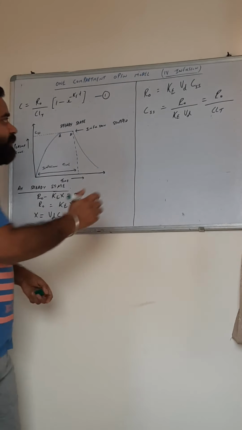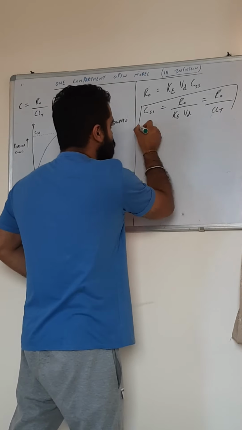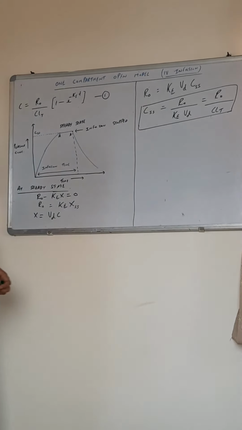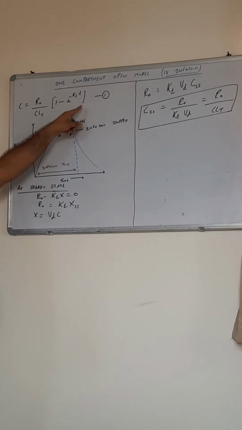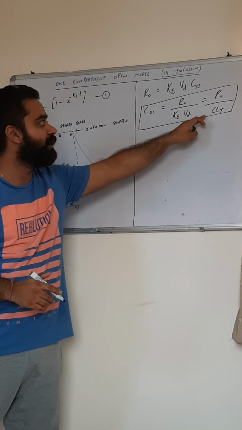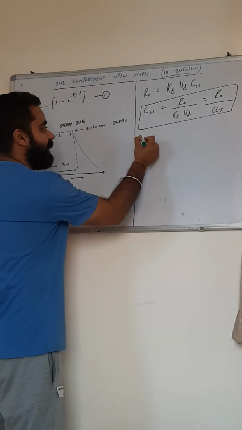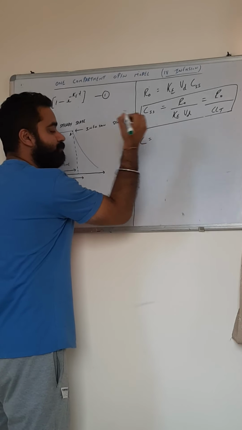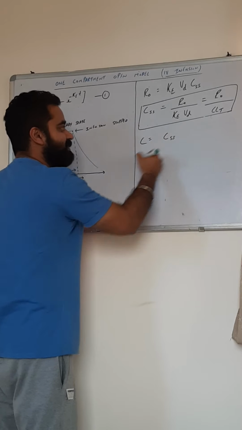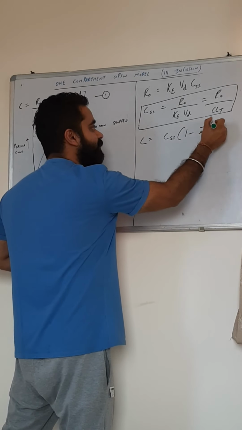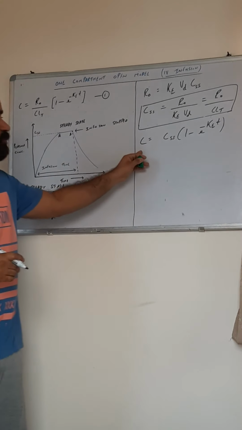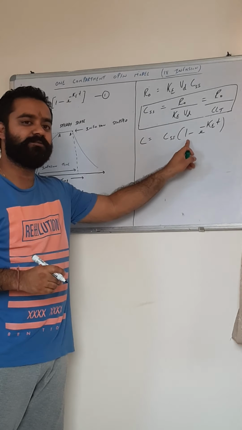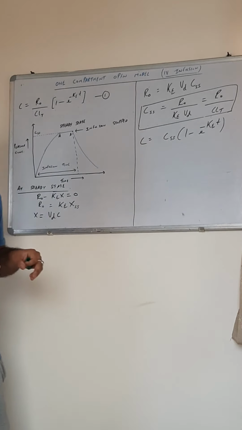Now, moving forward, this is another expression that we have. Look at equation 1, which has R naught by CLT. We can substitute the value of R naught by CLT from equation 1, and what do we get? We get C is equal to CSS times (1 minus e to the power minus KET).